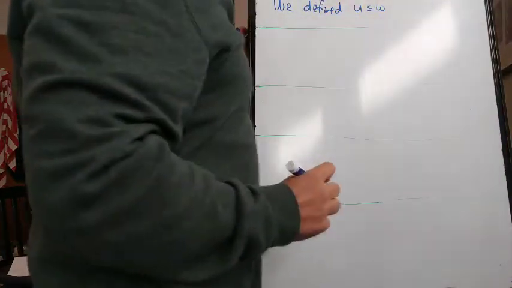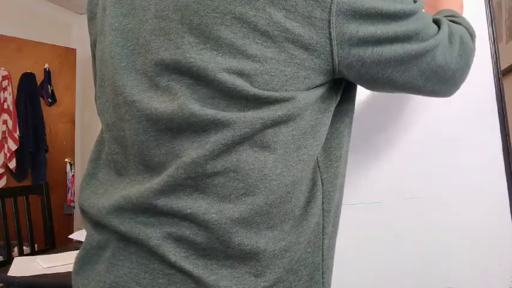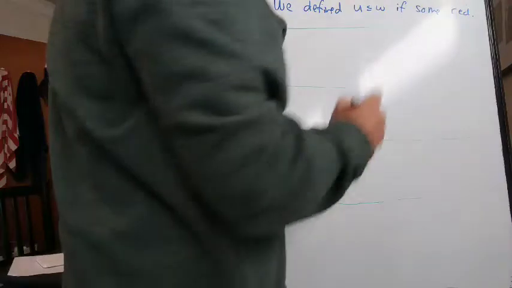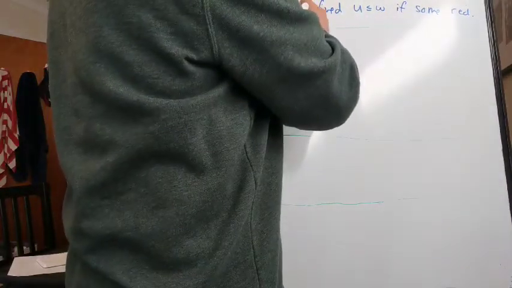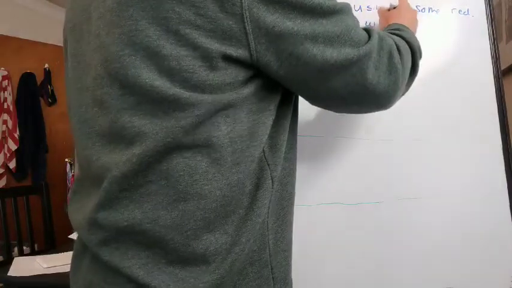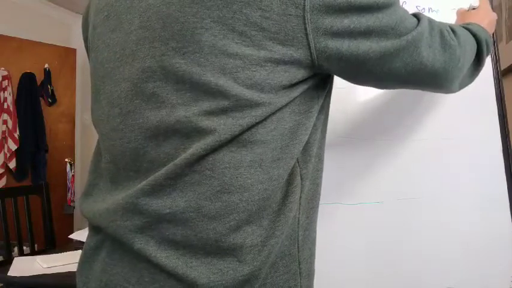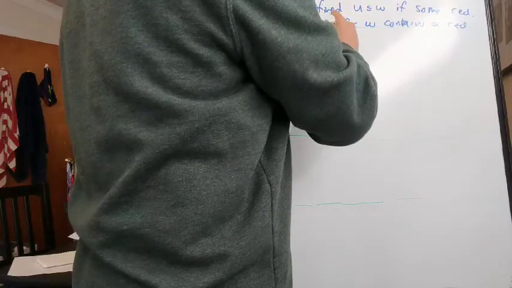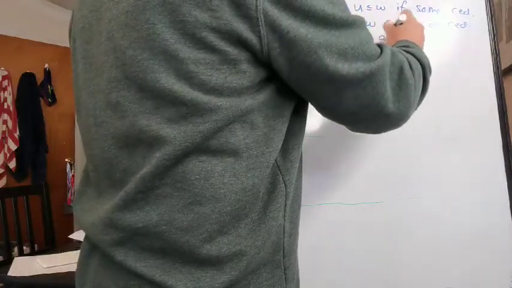So we defined U to be less than or equal to W if some reduced expression for W contains a reduced expression for U as a subword.